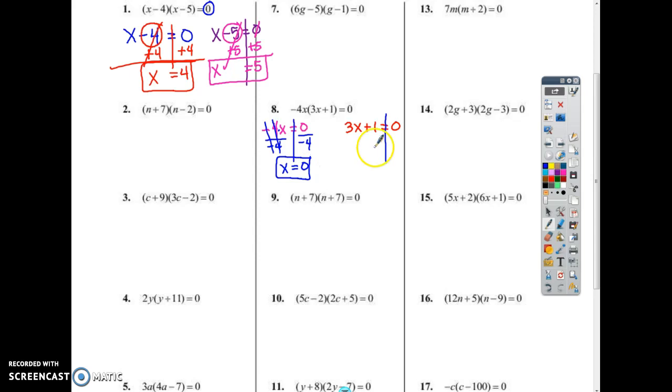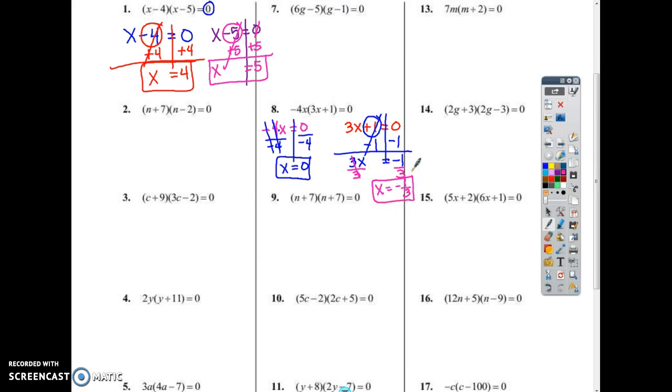Okay? The other one. What do you move first? The 1. Now you change the sign. Okay? You're going to subtract 1 from both sides. Cancel. That leaves you with 3x equals negative 1. What's my last step? What do I do with this 3? I can't have a 3x. Divide both sides by 3. My answer is x equals negative 1/3.